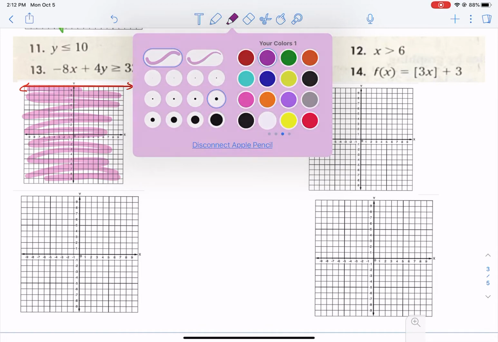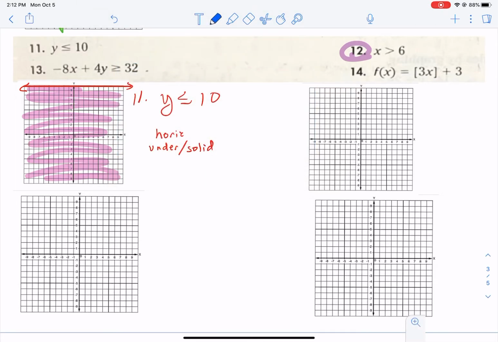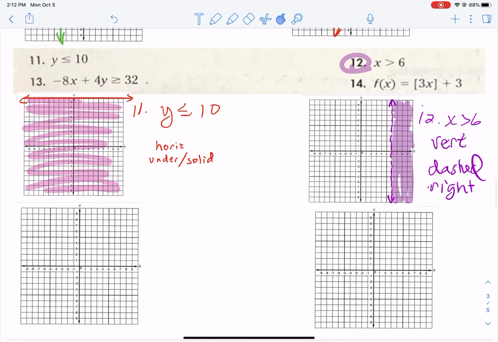Now let's do number 12. We have x is greater than 6. That's going to be a vertical line. It's going to be dashed. Now for x's, we have to go left to right. The x's get bigger as we go to the right. So we're going to shade to the right, okay? So let's go here and make a dashed line when x equals 6. And then let's shade to the right of that. Okay, so those are only x's and only y's.